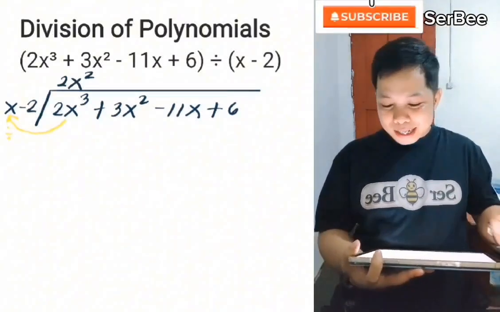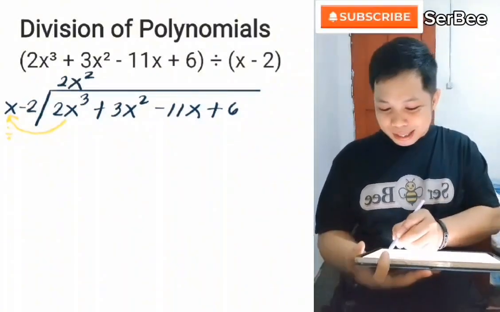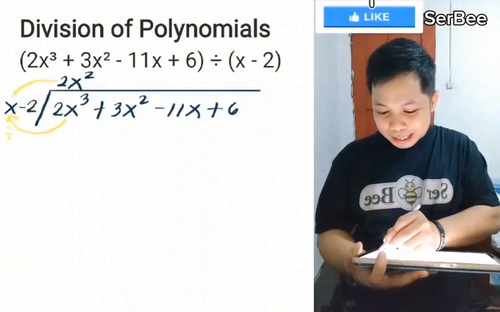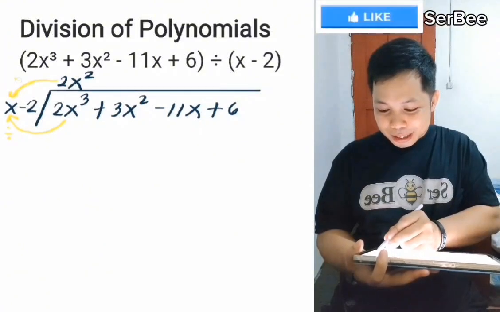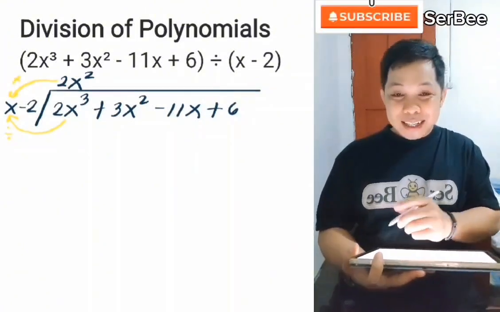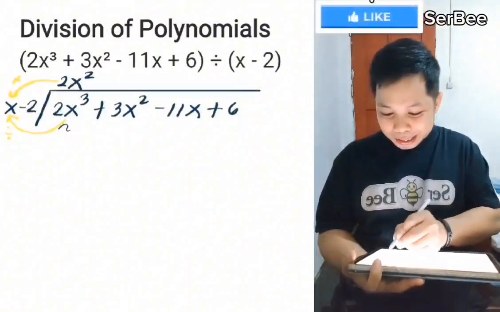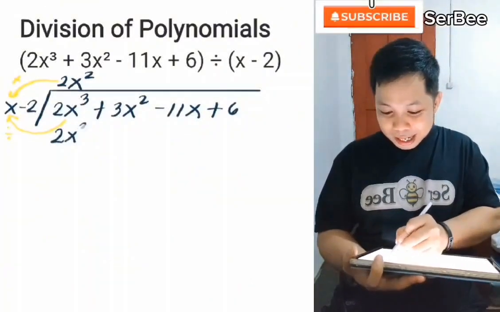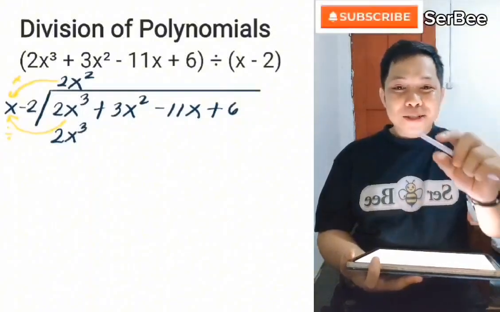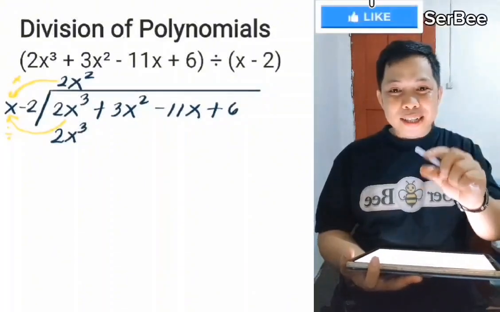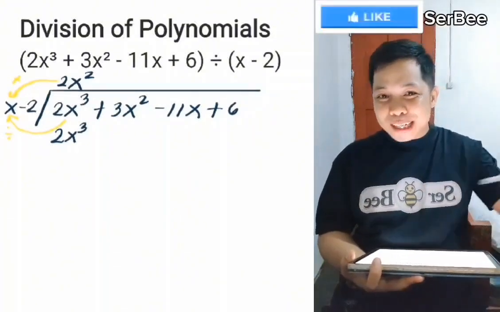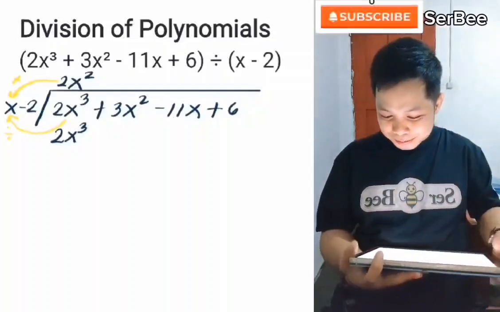So next step natin, itong nakuha natin na quotient na 2x squared, i-multiply natin dito sa x. So parang nag-reverse process tayo. Di ba? So kung nag-reverse process tayo, ano makukuha natin? Of course, babalik yun sa 2x cubed, kasi 2x cubed divided by x, nakuha natin is 2x squared. Minultiply natin sa x, so babalik talaga yun sa 2x cubed.